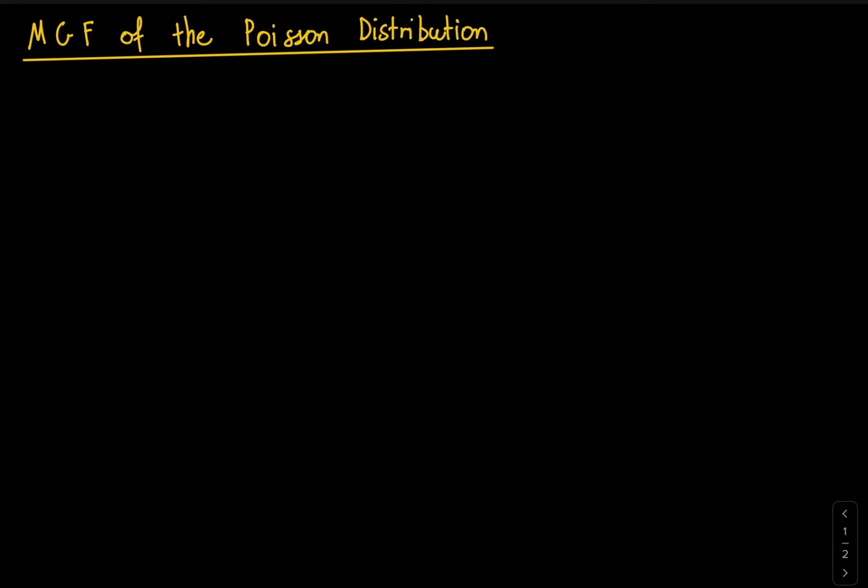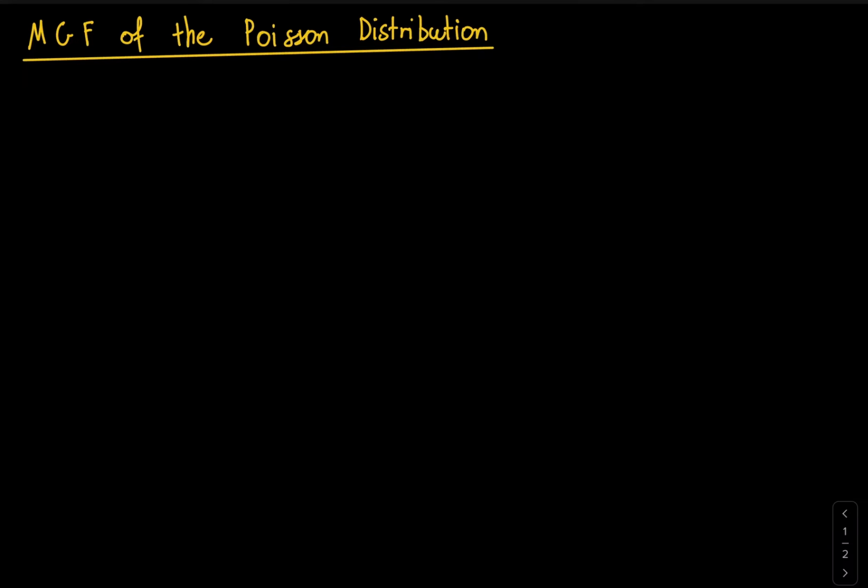Welcome. In today's video, we're going to derive the moment generating function of the Poisson distribution. We're also going to use this moment generating function to derive the first moment, the second moment, and the variance of the Poisson distribution. So let's begin.